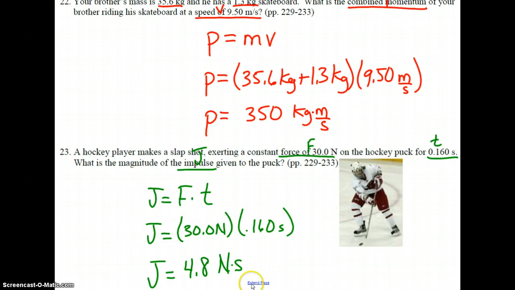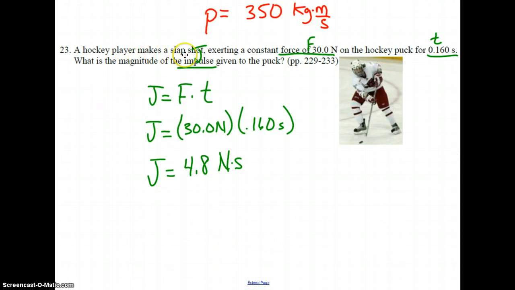In 23, a hockey player makes a slap shot exerting a constant force of 30 newtons on a hockey puck for 0.160 seconds. Force F, 0.160 seconds, time T. What is the magnitude of the impulse given to the puck?